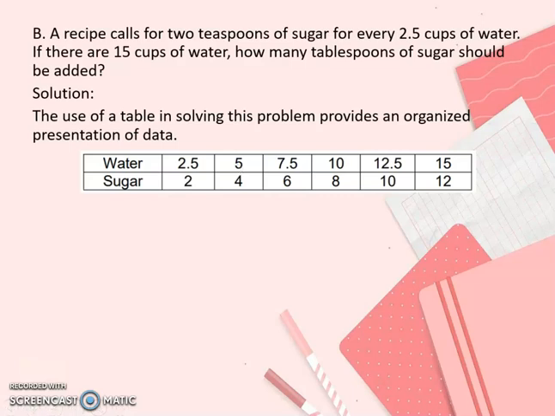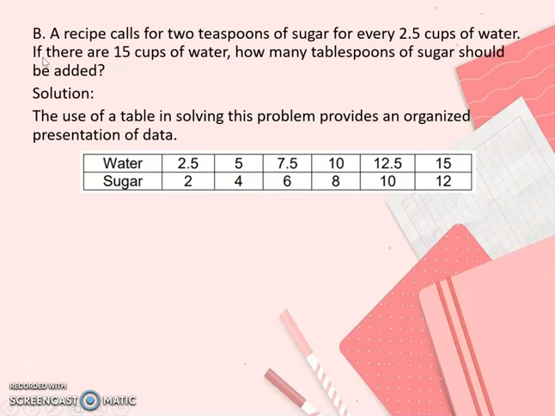5 cups of water. So, that is 4 sugar in all. You add another 2.5. Okay, so that is 6 sugar in all that you added. And then, we have 10, 7.5 plus 2.5, so 10 plus 2.5 is 12.5, and 12.5 plus 2.5 is 15.